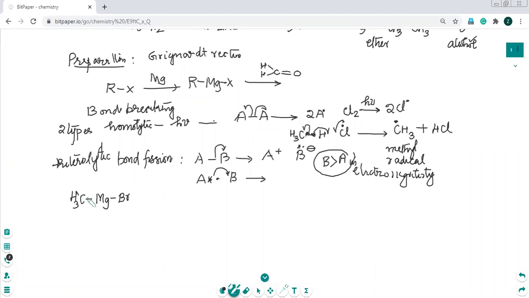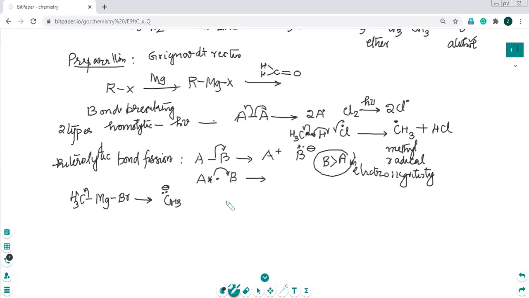Now see, this bond will break only in this direction. Why? Because metal is more electropositive than carbon. Normally, most of the metals are more electropositive than carbon. Magnesium is more electropositive, so carbon is more electronegative. What will you get? You will get a carbanion. Remember, this is one of the rarest moments when you get a carbanion in organic chemistry. This is the importance of the Grignard reaction. Very few reactions will generate a carbanion.